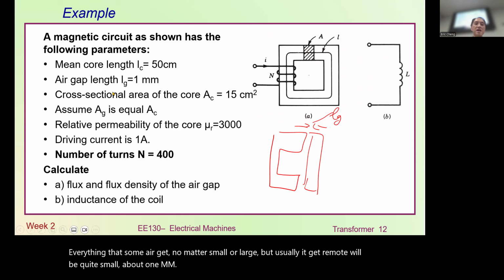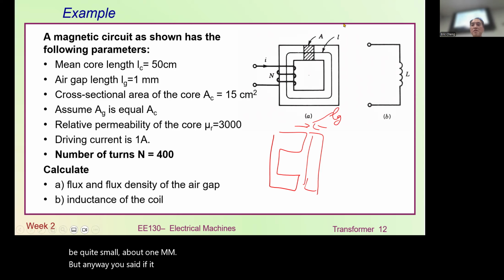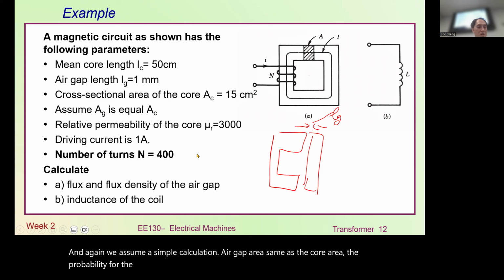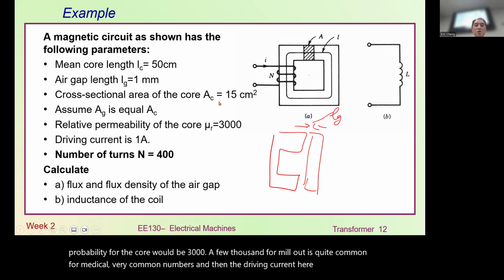But anyway, say the air gap is 1 mm, and the cross-sectional area for the air gap is 15 centimeters squared. Again, we assume a simple calculation, air gap area the same as the core area. The permeability for the core will be 3,000. A few thousand for μr is quite common for a metal core, very common numbers. And then the driving current here is 1 amp, and the number of turns is 400.